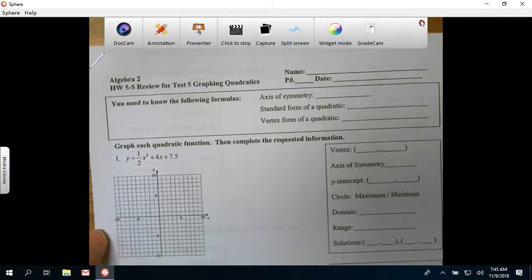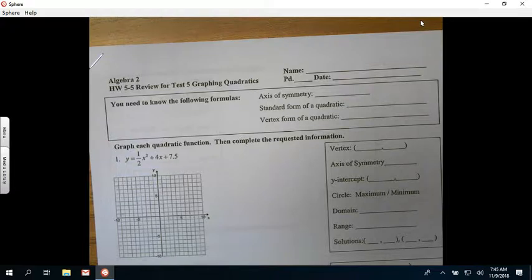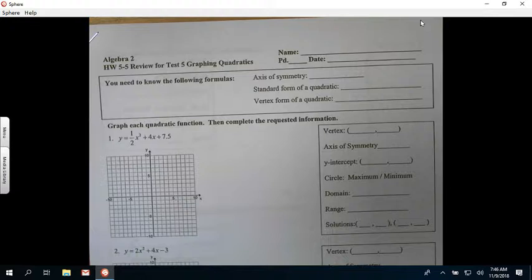Today I'm going to go over the review for Test 5 Graphing Quadratics. I'm going to go through and just do one of each kind first, and then I'll go back and do the rest, but that way maybe you don't have to watch all the video.